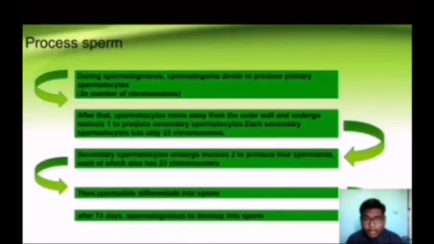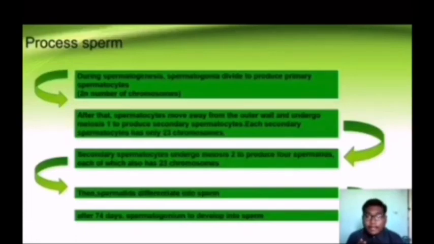Okay, first, during spermatogenesis, spermatogonia divide to produce primary spermatocytes. The number of chromosomes is 2n, while one sperm has 23 chromosomes. After that, spermatocytes move away from the outer wall and undergo meiosis 1 to produce secondary spermatocytes. Each secondary spermatocyte has only 23 chromosomes.